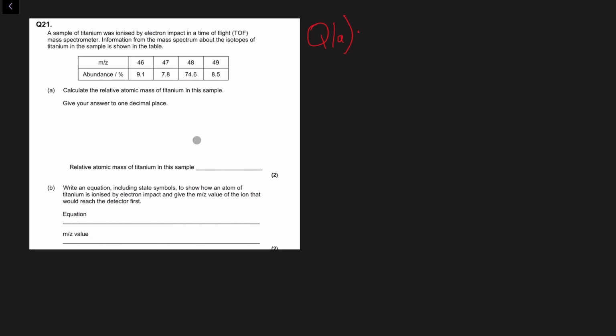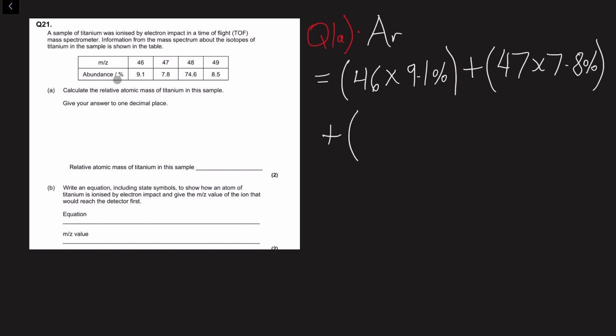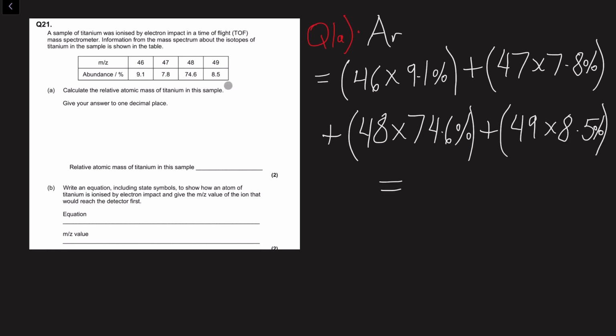Again, the way we do this is, just like before, Ar is equal to 46 times 9.1%, plus 47 times 7.8%, plus 48 times 74.6%, and then plus 49 times 8.5%. And so the answer to this to one decimal place is 47.8. And that's the relative atomic mass of titanium.